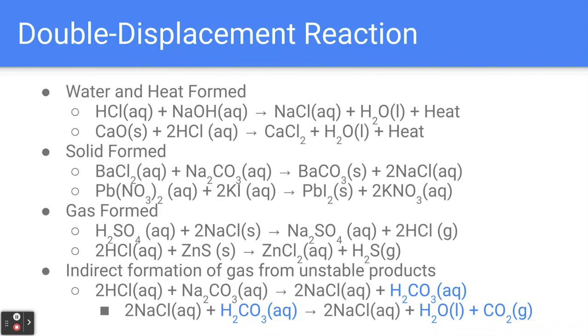We could also have the indirect formation of gas from unstable products. So let's say I react hydrochloric acid with sodium carbonate. Initially, my products are going to be sodium chloride and carbonic acid, but carbonic acid quickly changes into some new products. So my carbonic acid is going to change into water and carbon dioxide. So you're going to get some new products made out of that. That's the one that I'd like you to know is that carbonic acid, H2CO3, is going to break down into water and carbon dioxide.